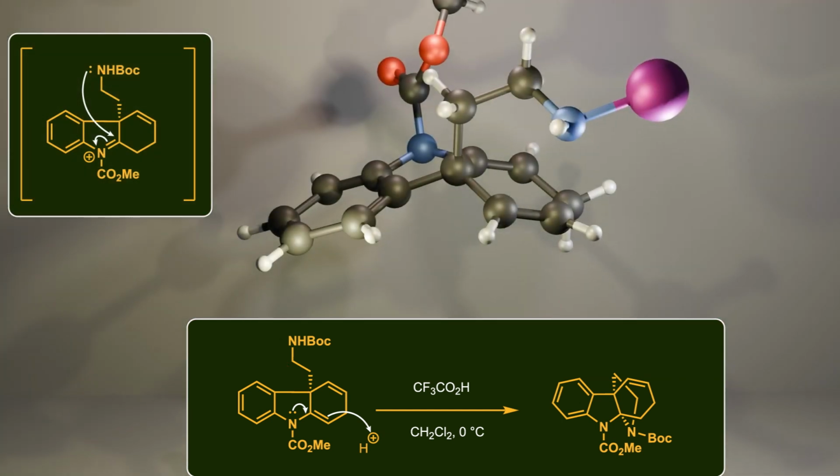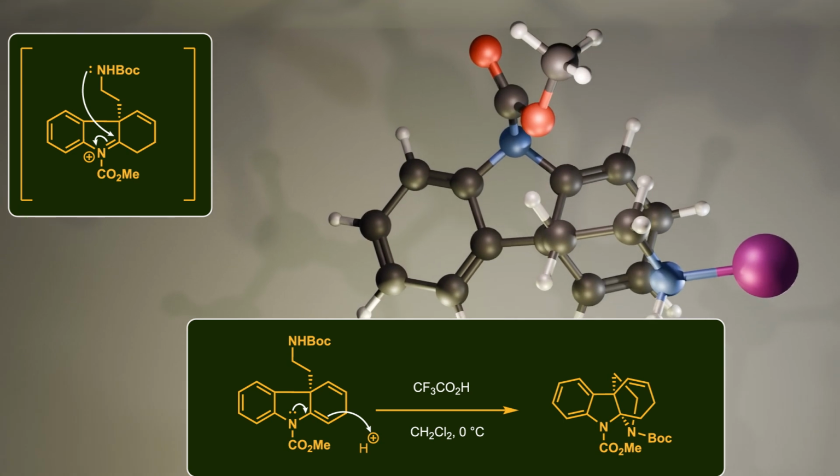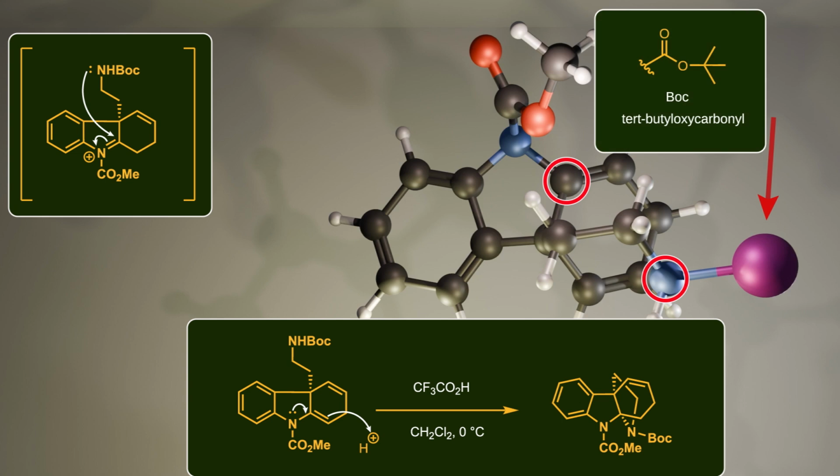Now the stage is set for the nitrogen atom to attack this iminium ion and complete the ring closure. Notice that the nucleophilic nitrogen atom is protected by the Boc group to control its reactivity. To simplify things, I represented this protecting group as a purple sphere.